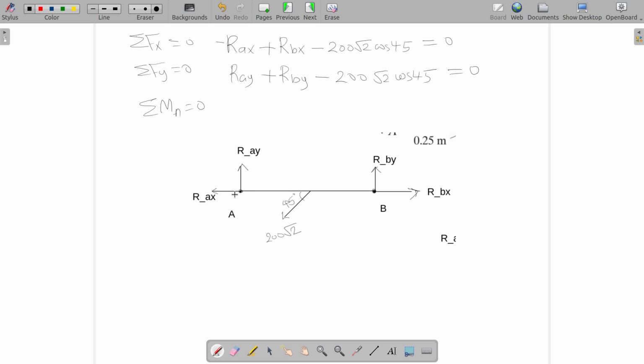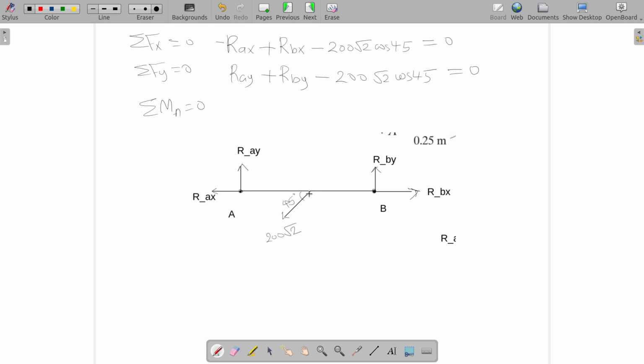RAX multiplied by the perpendicular distance between the line of action of RAX and point A, that is 0, so RAX multiplied by 0, gone. RAY, the perpendicular distance between the line of action of RAY and the point A is 0, RAY multiplied by 0, gone.